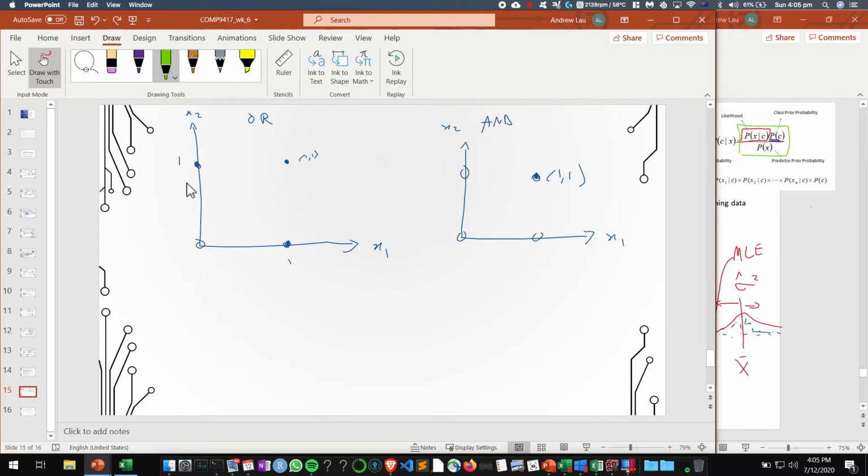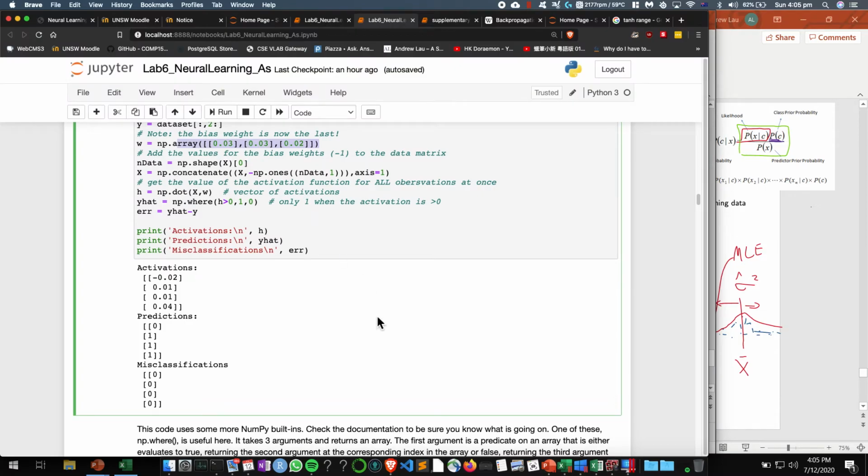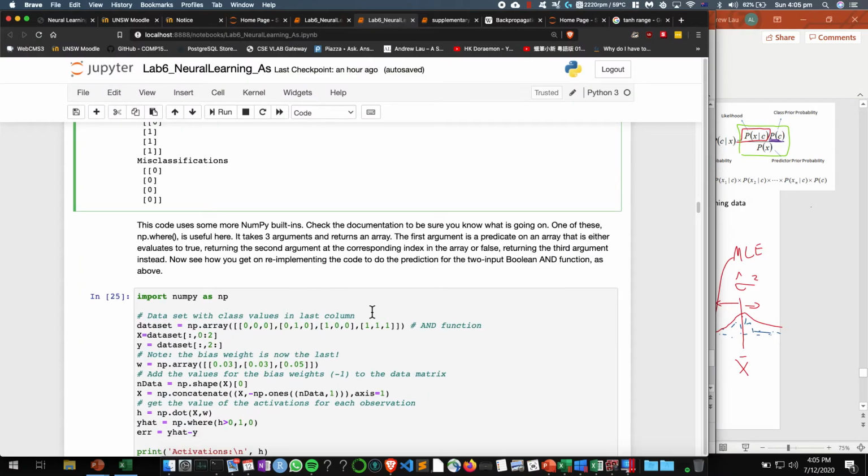If you plot it, this might look something like that, right? Your AND function, your OR function, right? And if you use the weights from here, it might look something like that. Cool. Right, now the next thing.